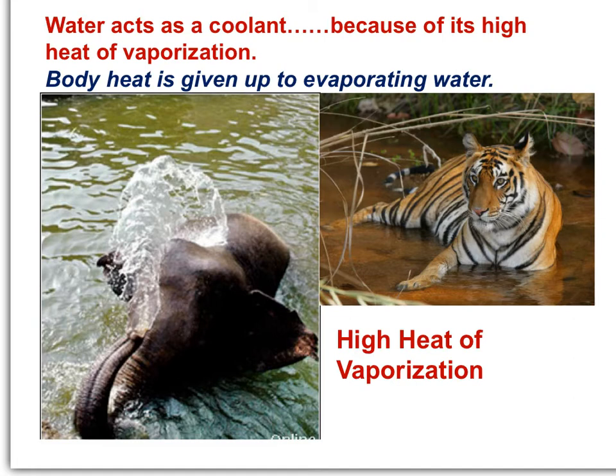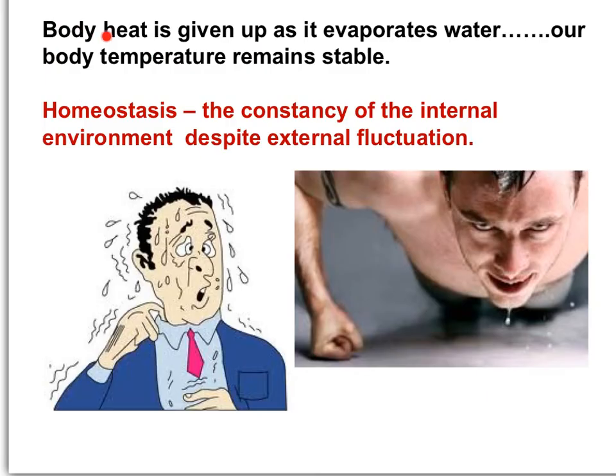Body heat drives the evaporation of water from the skin, and when a lot of energy is required to overcome the hydrogen bonds of water, a lot of body heat is removed in the vaporization of water. When 1 gram of water is evaporated from the skin surface by body heat, the body is 540 calories cooler. Body heat is given up as it evaporates water. By evaporating the water in sweat, body heat is removed and the body remains cool, or at least thermally stable.